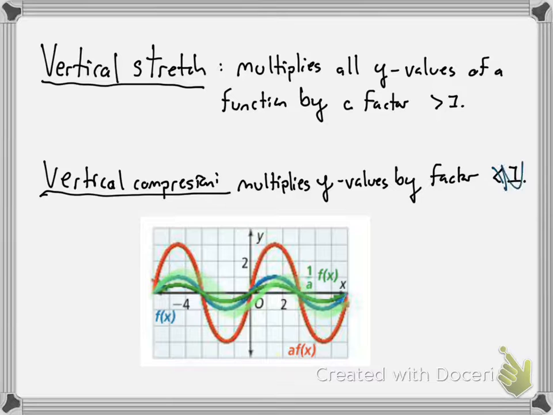To be more specific, between 0 and 1. Some number between 0 and 1 is going to give you something that looks like that blue graph, as if you're smushing it down.